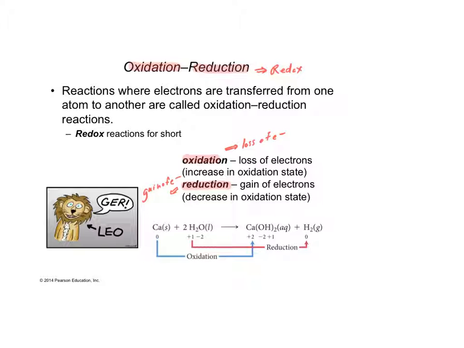You can generally remember that oxidation is loss of electrons and reduction is gain of electrons via our nice little acronym here: LEO the lion says GER. So LEO is loss of electrons is oxidation, and GER is gain of electrons is reduction.